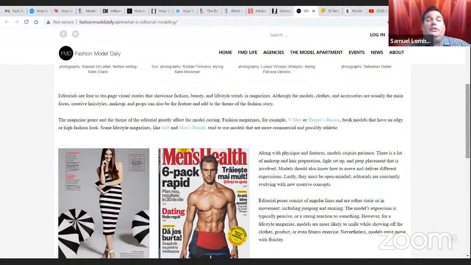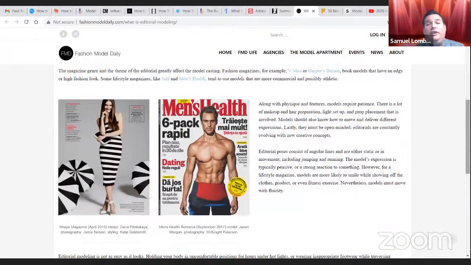So you can still find yourself in some lifestyle magazines. Self and Men's Health tend to use models that are more commercial and possibly athletic. Now, you may not be exactly athletic, but it could be commercial, okay? Which is where I think you actually fit, which is why I downed you a little bit about print, because you didn't want to do commercial, but commercial is right down your alley. If you get any kind of jobs, it will most likely be in commercial, and you'll see why in a minute.